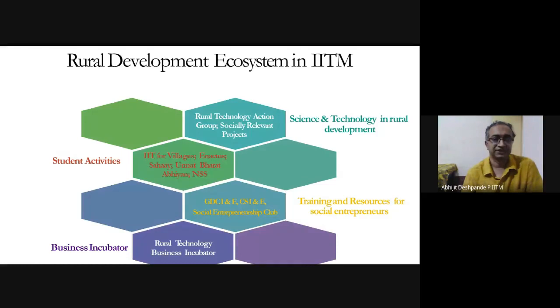Therefore, science and technology in rural development, we do through a couple of different ways. One is activities such as what RUTAG does. And also these days we have lots of projects in which we get funding from CSR or other such socially relevant funding sources. In those projects, we try to seek technology solutions for rural areas.